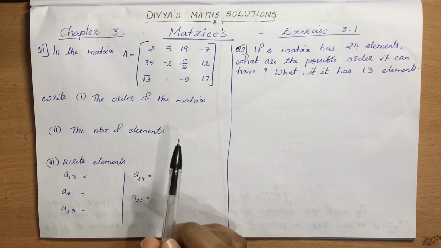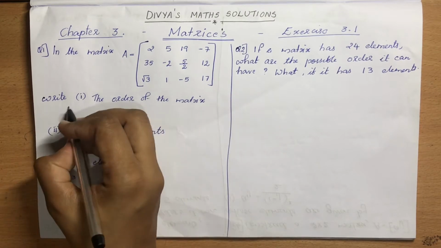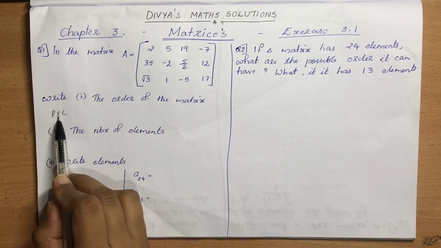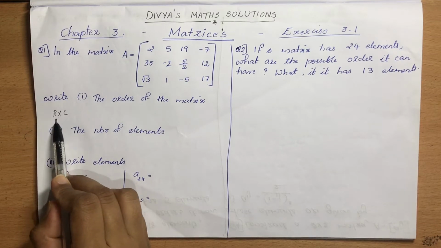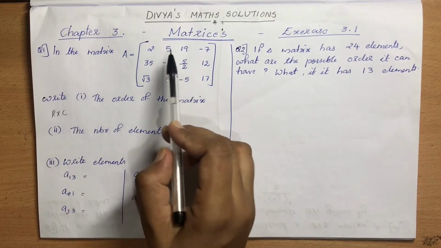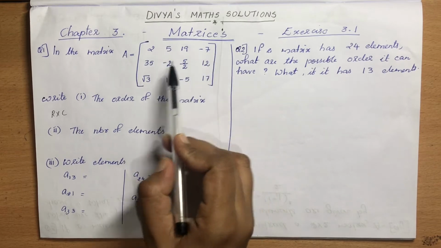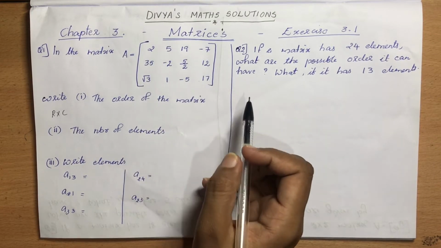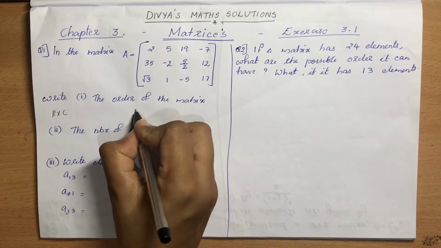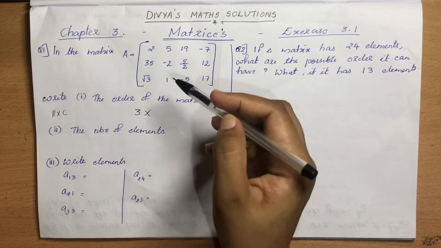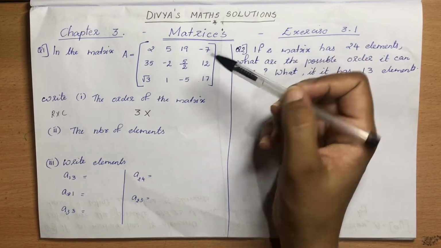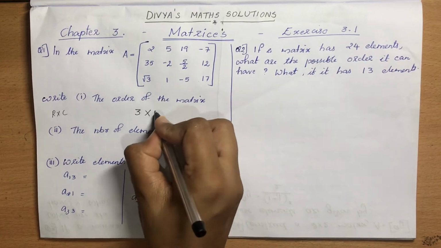Number of rows by columns. Rows by columns is the order of the matrix, right? Row by column. Like this only we are writing. This "by" we will represent with the symbol into, right? So number of rows. How many rows are here? 1, 2, 3. So the number of rows is 3, by the number of columns. How many columns? 1, 2, 3, 4. So the order of the matrix is 3 by 4.